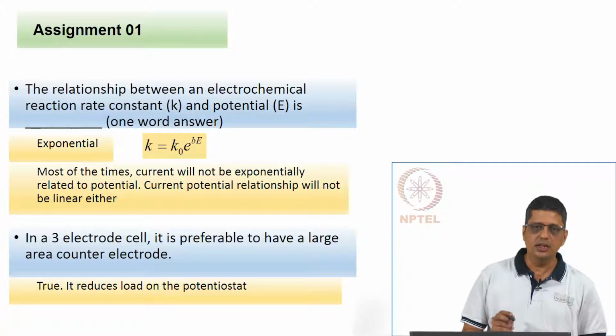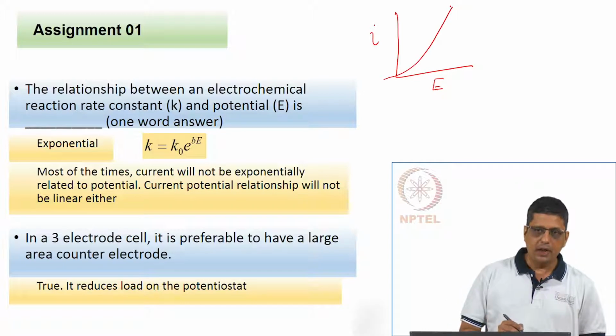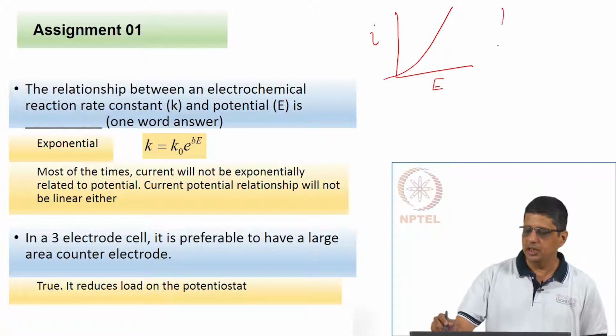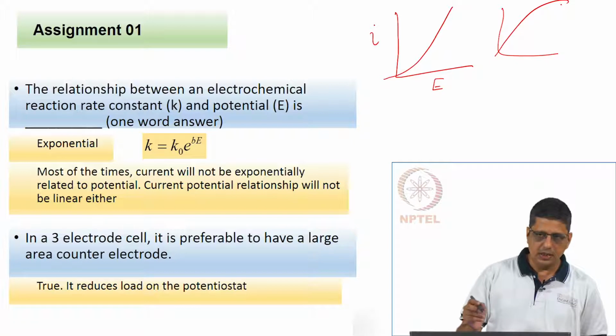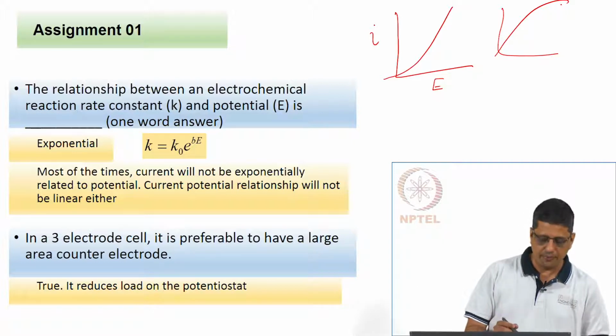What I want you to note is that rate constant will vary exponentially with potential, but the current may not go exponentially. If I draw current versus potential, I do not expect that it will always be like this. In fact, in majority of the cases, it is not going to be exponentially varying, it might increase and then saturate. It is not going to be linear, but current in general will not be exponentially varying with potential. Only in special cases it will vary exponentially with potential.